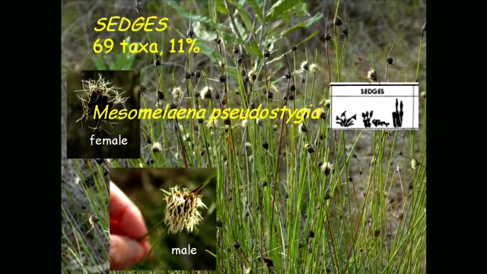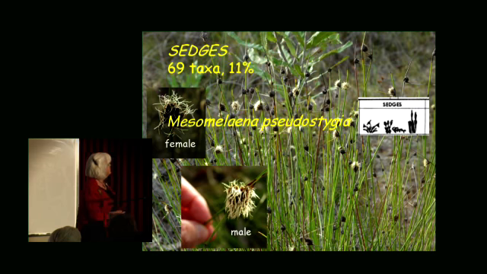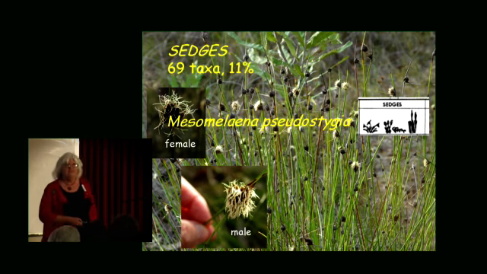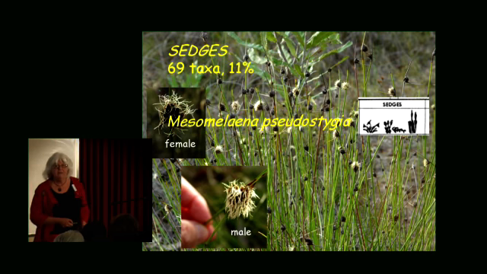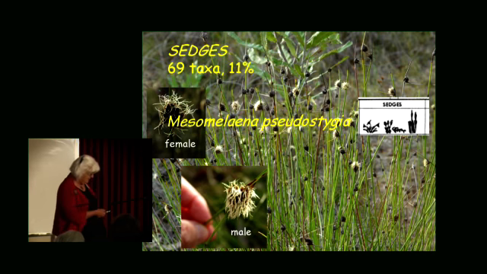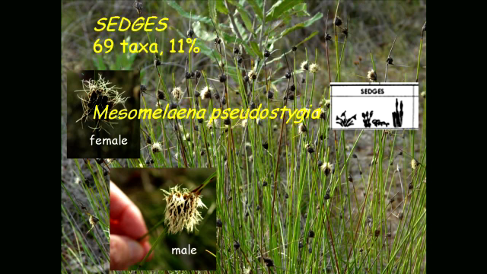The group that is probably most unseen by people, this is Mesomelaena pseudostygia, one of the sedges. So we've got 69 taxa, 11% of the flora of Banksia woodlands, but they're very common, and that's one of the things that you need to remember about these. Much Banksia woodland, Kings Park for example, has this as the dominant understory species. If it's lost, the vegetation loses its condition.